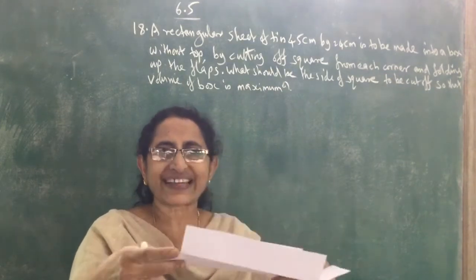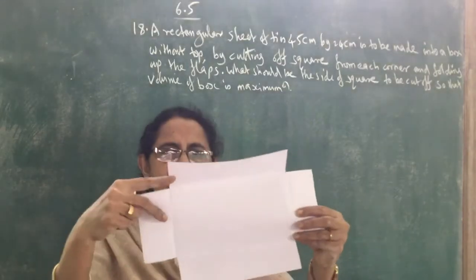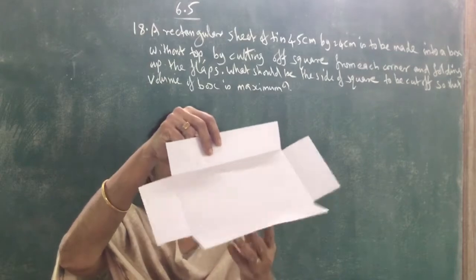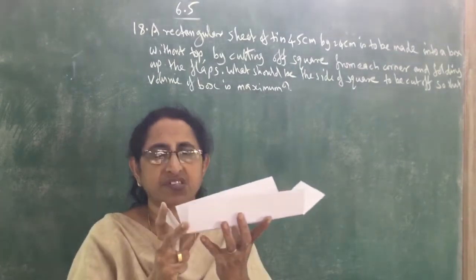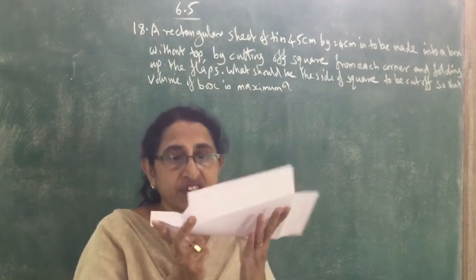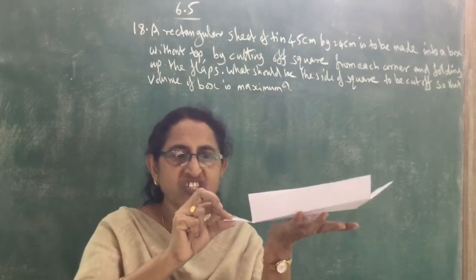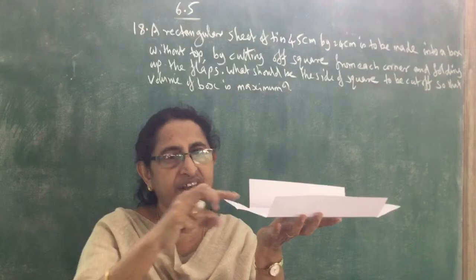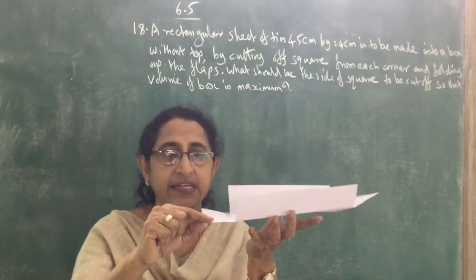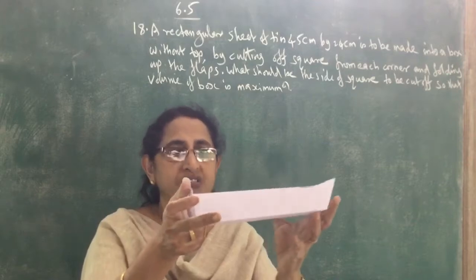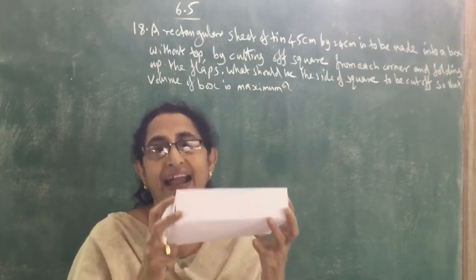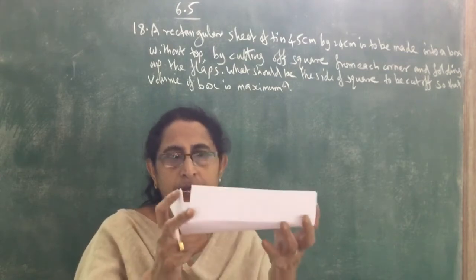So first it was a rectangular sheet. From each corner one square is cut off and the flaps are folded to make a box. So the question is, what should be the side of the square to be cut off from each corner so that the volume of this open box should be maximum? That is the question we have to find.